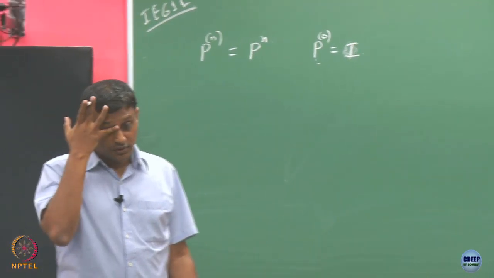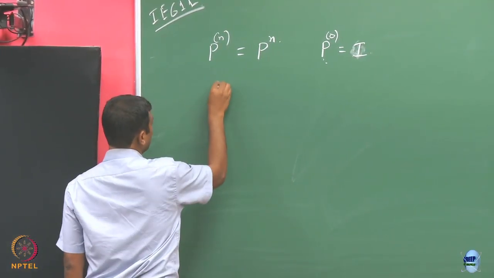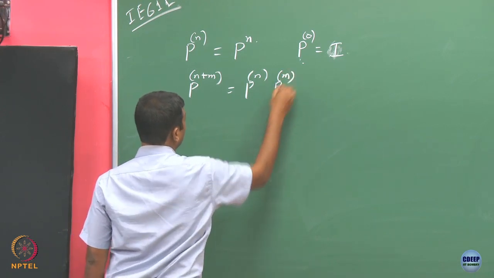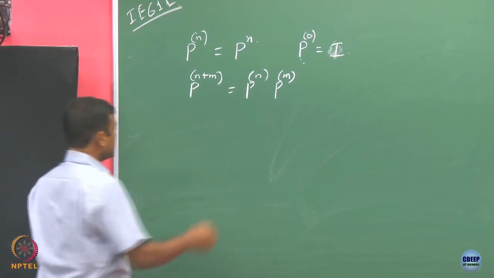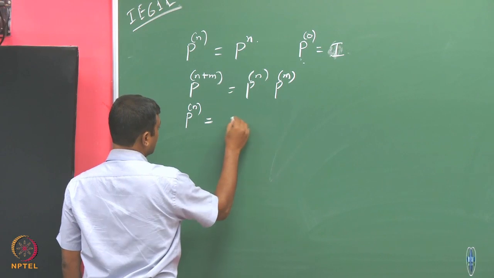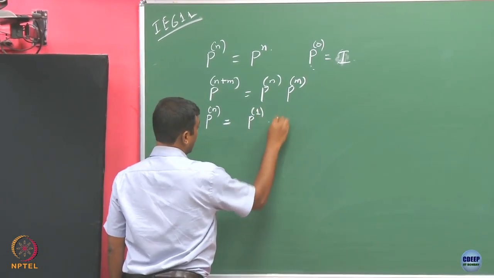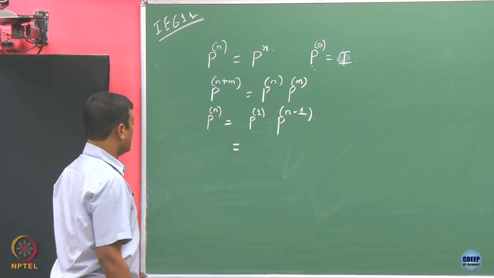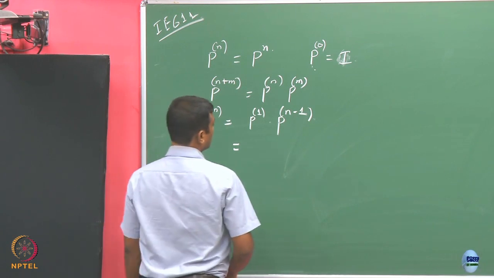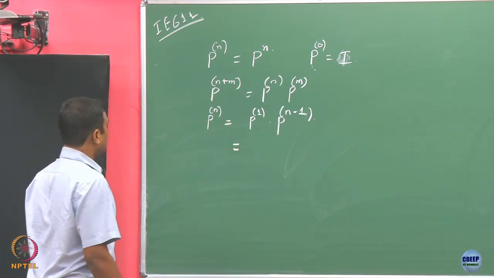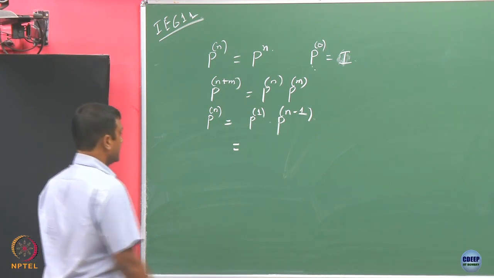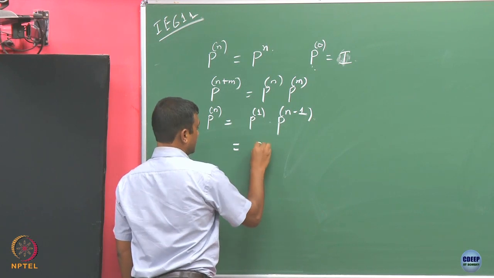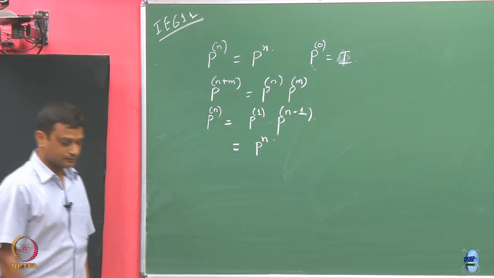okay. So in the last class we showed that P of n plus m can be written as a product. And at the end we said that we could write it as P of 1 and P of n minus 1. So P of n we are able to split in this fashion, and we could further split it, and finally this results in P to the power n. Okay, fine.